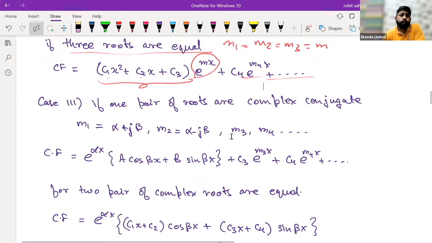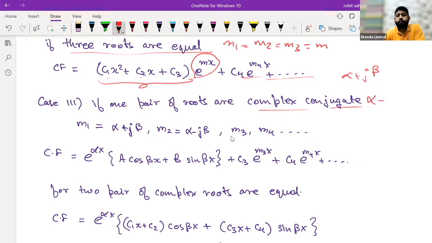Third case is like when your pair of roots are complex conjugate, यानी कि एक alpha plus j beta तो दूसरा alpha minus j beta. These are the two complex conjugate roots which you will be getting. You will not get one root, one complex root, because your coefficients are real. ऐसा कभी भी पूछे तो ध्यान में रखना. M3, M4 runs like further all real roots.